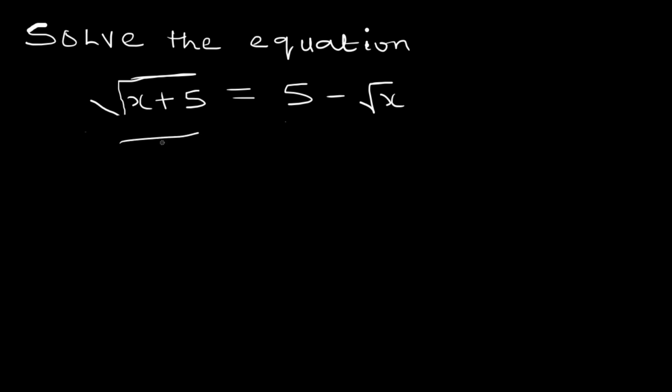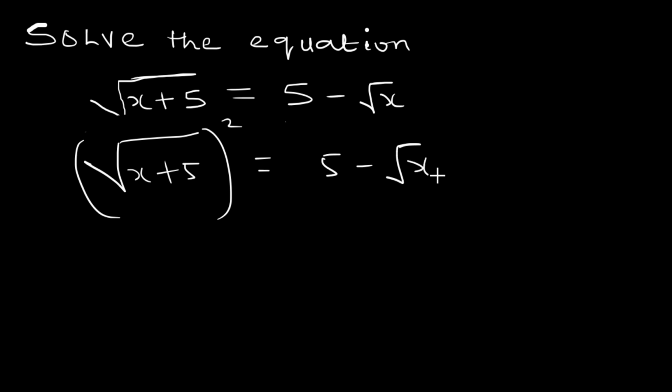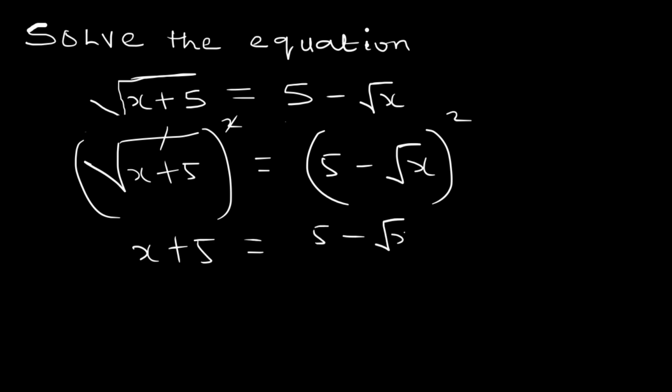So we'll have square root of x plus 5, all squared, is equal to 5 minus square root of x, all squared. So here at the left hand side, the square will cancel out with the square root and we'll have x plus 5 is equal to 5 minus root x. We're going to simplify the right hand side.